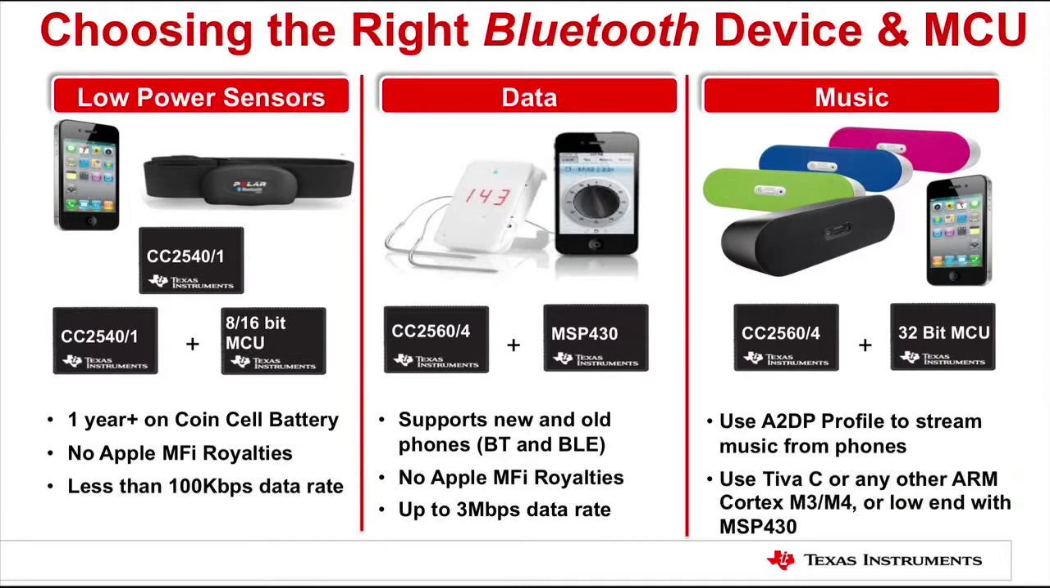And then on the right is really where Classic comes in, Bluetooth Classic. If you're using audio, if you're wanting to do streaming, if you're wanting to do microphones and different things like that, that's where the audio comes in and Bluetooth Classic. So you can use the A2DP to stream. You can use different types of MCUs to use that, like an M3, M4, or even from a lower end perspective, supporting MSP430 to do some low-end audio.